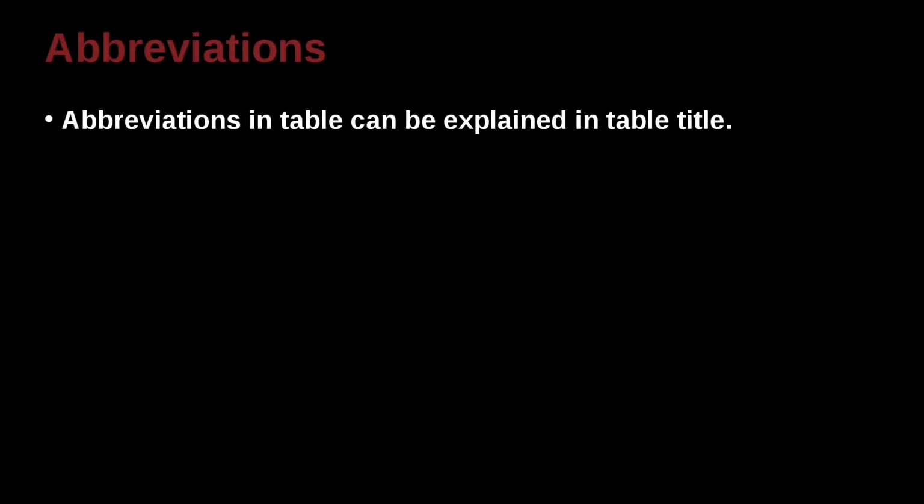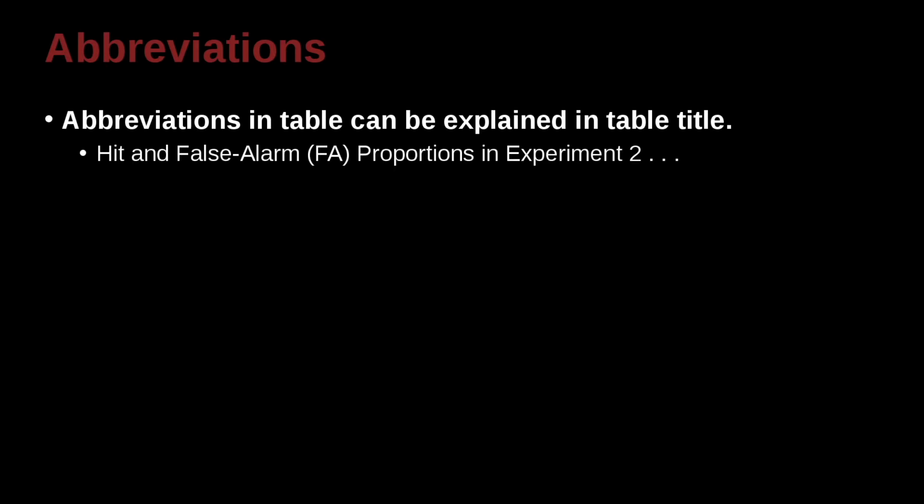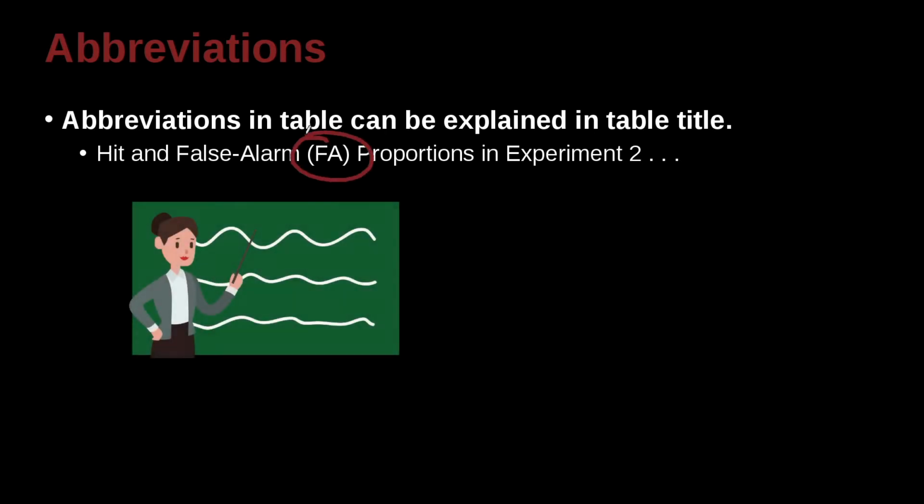Abbreviations in tables can be explained in the table title. So if you have an abbreviation in your table, for example here, FA, hit and false alarm proportions in experiment 2. This is a title of a table, and inside the table we have FA. What is FA? Well, we go ahead and we explain it inside of the title.